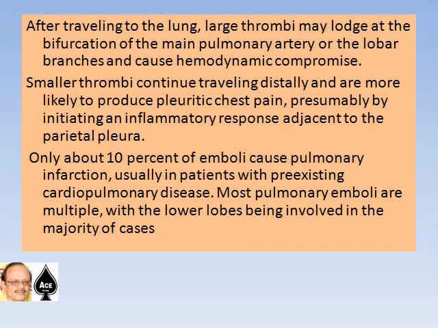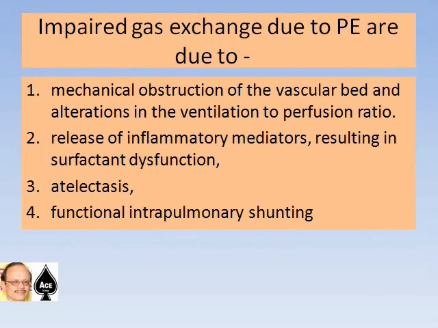Smaller thrombi continue traveling distally and are more likely to produce pleuritic chest pain, presumably by initiating an inflammatory response adjacent to the parietal pleura. Only about 10% of the emboli cause pulmonary infarction, usually in patients with pre-existing cardiopulmonary disease. Most pulmonary emboli are multiple, with the lower lobe being involved in the majority of cases.